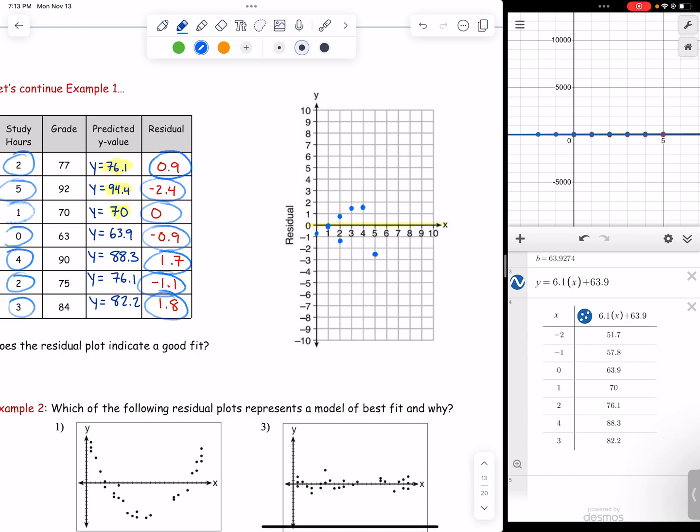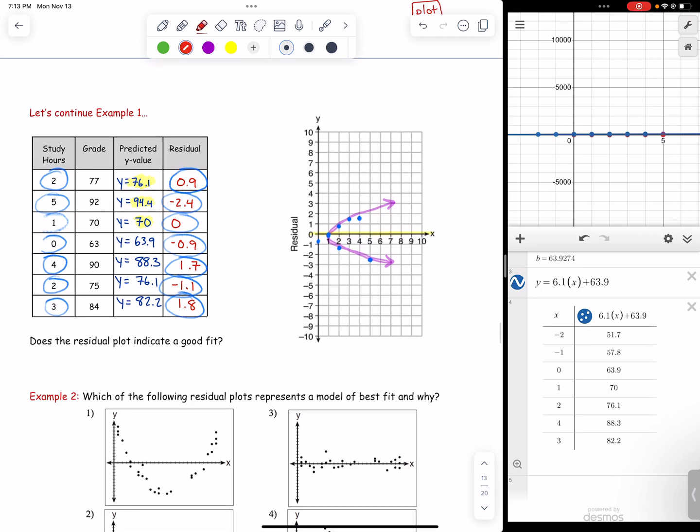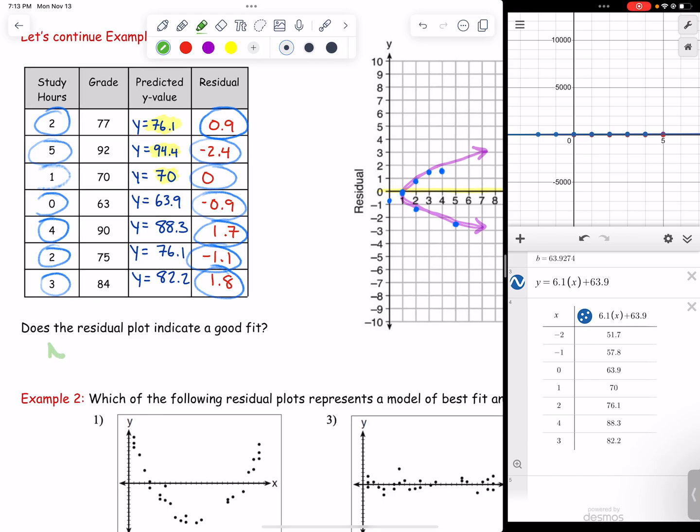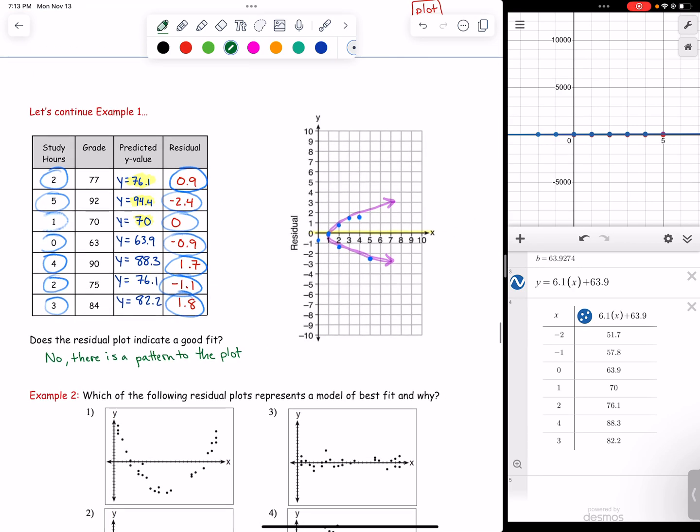Now, if you look at this residual plot, it actually has somewhat of a pattern to it. It looks somewhat quadratic right there. You see what I'm saying? So I would say this residual plot is not a good fit. Does this indicate a good fit? We would want to say no, because it has a quadratic pattern we can pick out. No, there is a pattern to the plot, and we do not want a pattern to our plot. So this leads us to example 2.